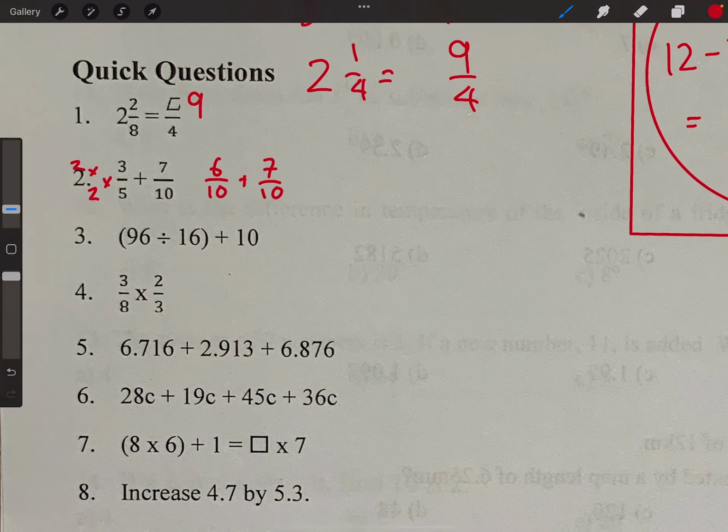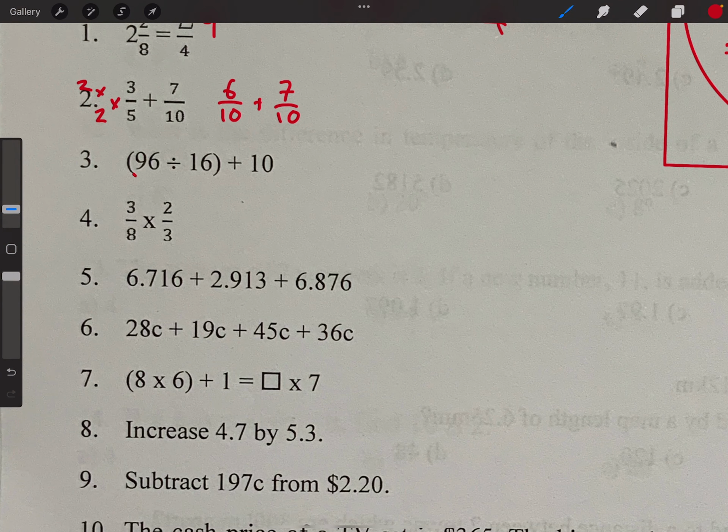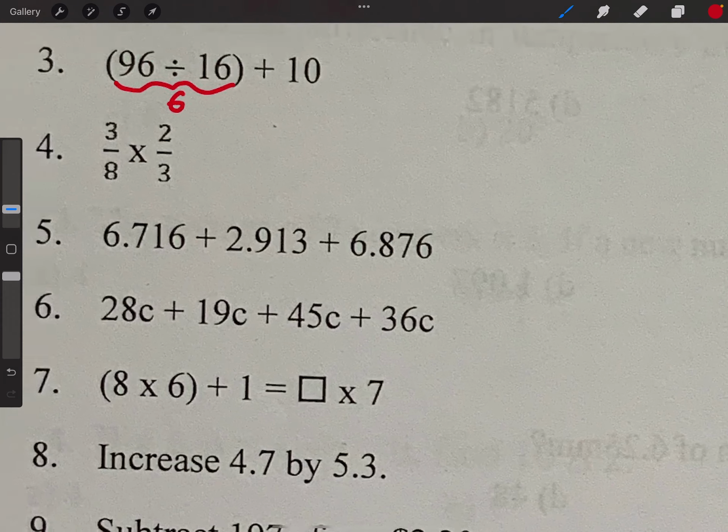You can work that out. This is BODMAS, so do this one first and then add 10. By the way, this is 6. I'll just help you out there, make it real quick for you.